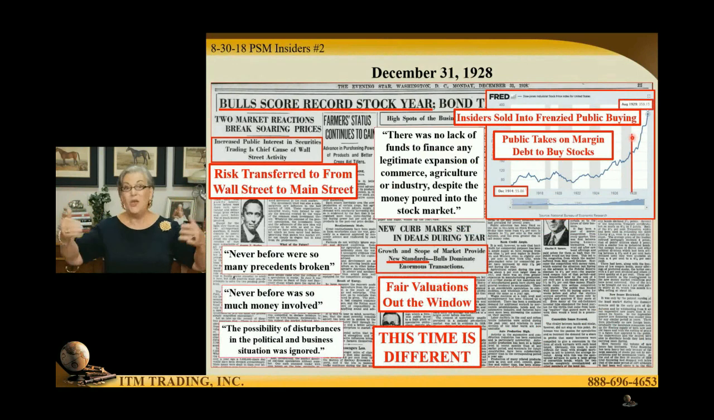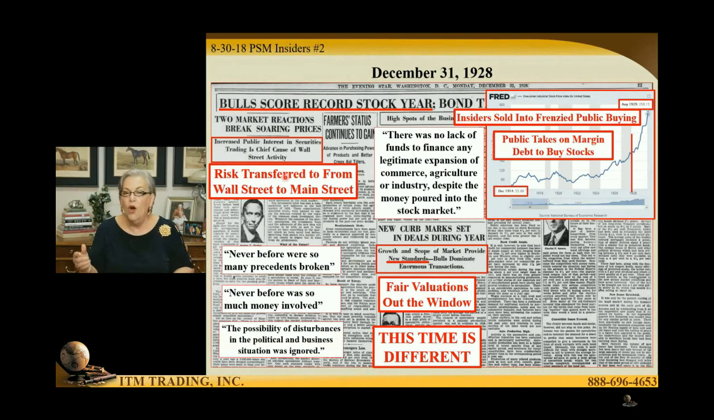The insiders sold out to the naive public that had no idea what they're doing. Look at this hockey stick. Can you see that? Okay. And that means that all fair valuations were blown out the window. This time it's different. But what was really happening was they were making a transition from a good money standard that protected the public to a fiat money standard that left the public's wealth at risk of transfer. And they did it invisibly using debt and credit.